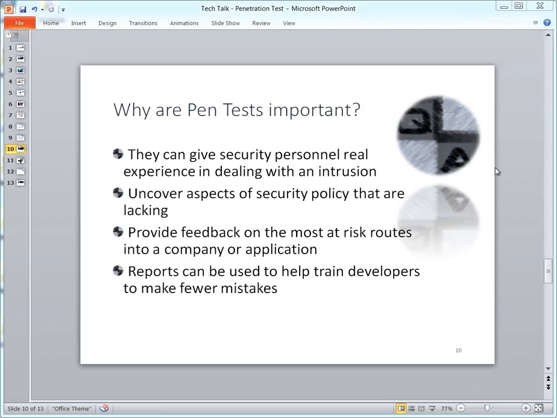So a penetration test does test the application, and gives information to developers so they can do a better job fixing their mistakes.